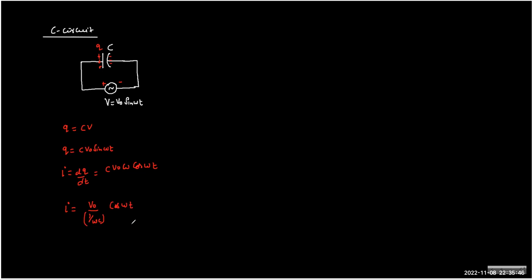And cos omega t, to compare with the voltage source, I must express it in terms of sine. So you have to write sine omega t plus something, or minus something. So if you add 90, you will get the cos omega t, right? Yes. So you can see that if I compare the source omega t and this one, omega t plus pi by 2, which means here the current is leading the voltage, right?